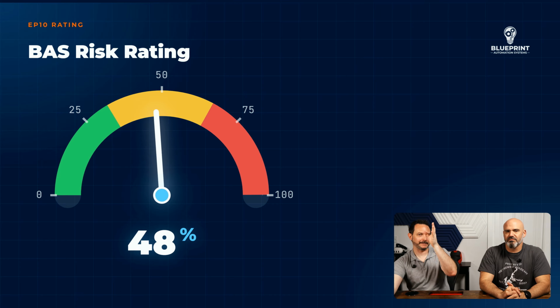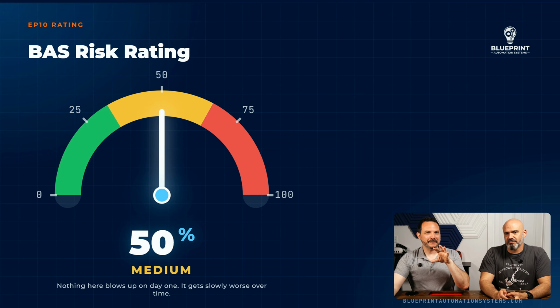All right, so let's talk about our favorite topic, the risk rating. I'm going to put this one right in the middle, medium, yellow, whatever you want to call it. Nothing here really blows up on day one, but over time, it can get slowly worse. So this is why it earns a yellow medium risk instead of a green low risk.